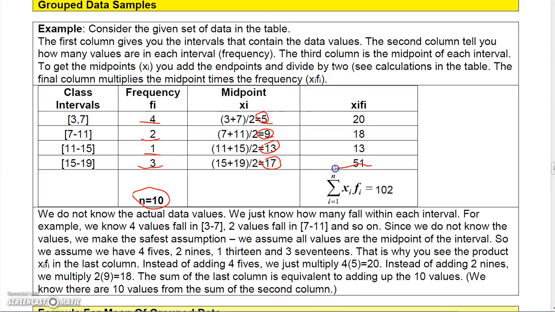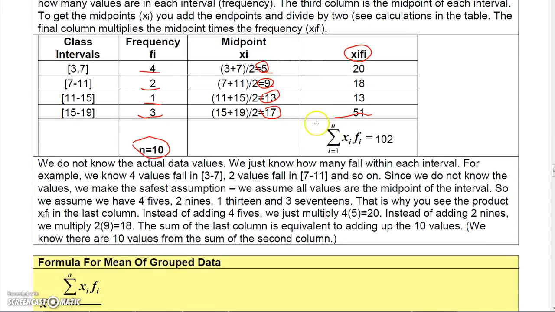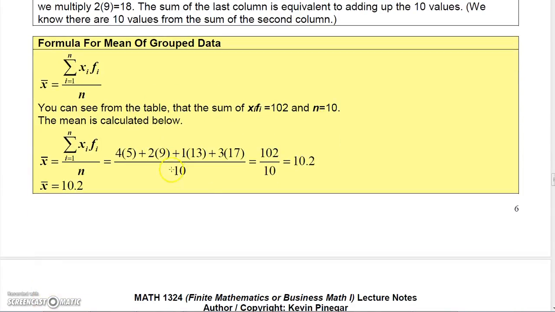And then you could add them up, and what you're doing is you're adding up the product of each data value times its frequency. So it's called the sum of xi fi. So what you're doing is you're summing the product of xi times fi. And when you add these up, you get 102, and then all you have to do is divide this by 10, and once you divide that by 10, you get 10.2. And that's how you find the mean from a set of grouped data.